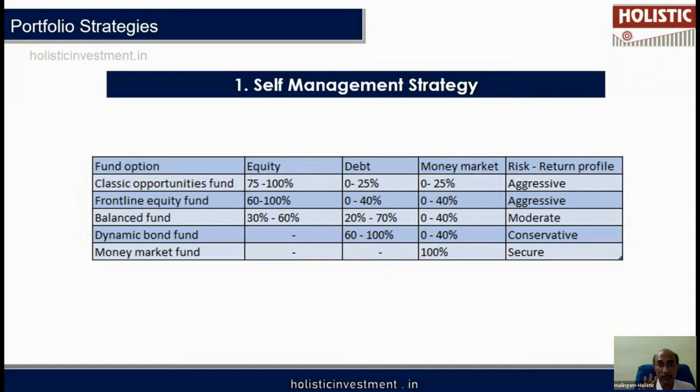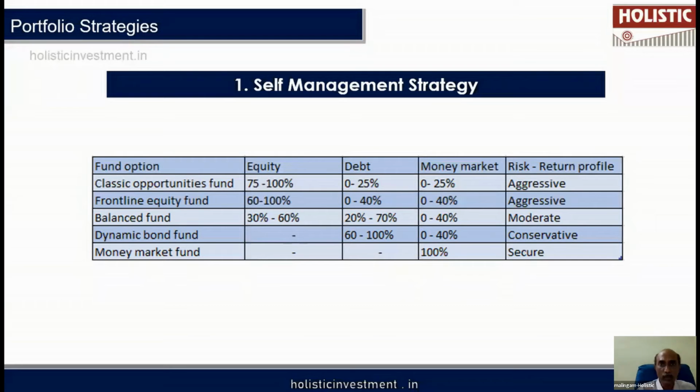There are 5 fund options. There are fund options which can invest 100% in equity, like a classic opportunities frontline equity. There are also fund options which will invest a maximum of 60% in equity. Also, they can invest maximum of 70% in fixed income. That way, it is kind of a balanced fund. There is also another category of fund which will not at all invest in equity. It will invest only in fixed income schemes. It is dynamic bond fund and money market fund. So all these 5 options are available.